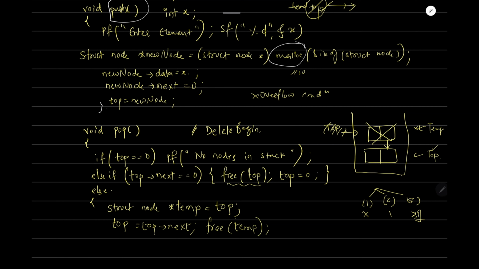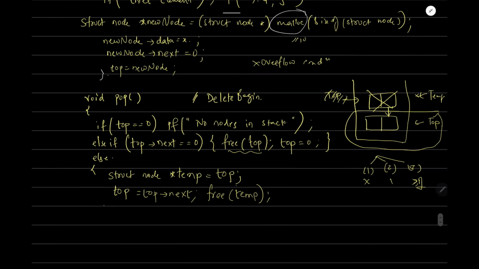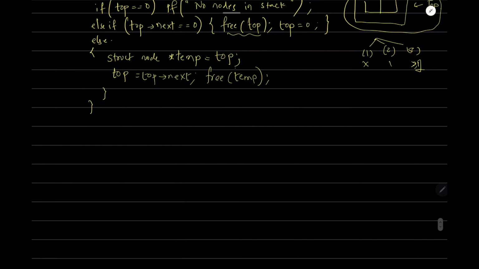So after freeing temp, this will be lost and top will be here. So this is the only node that is active in the stack. We can close it. So this is the pop operation. Now let us look at the display operation. Void display.